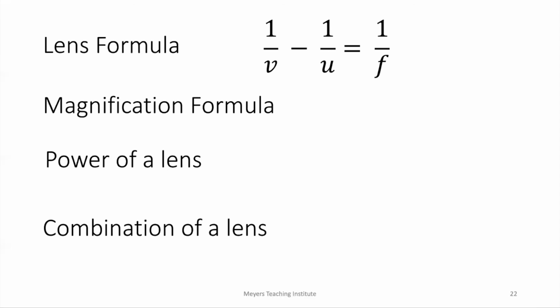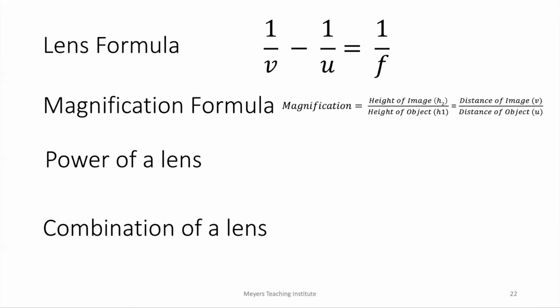The next formula is the magnification formula, which can be related either to the height of the image and object or the distance at which they are standing. So the magnification of a lens is the ratio of the height of the image H2 to the height of the object H1, or it is related to the distance of the object U and that of the image V from the lens. Therefore, V upon U or H2 upon H1.